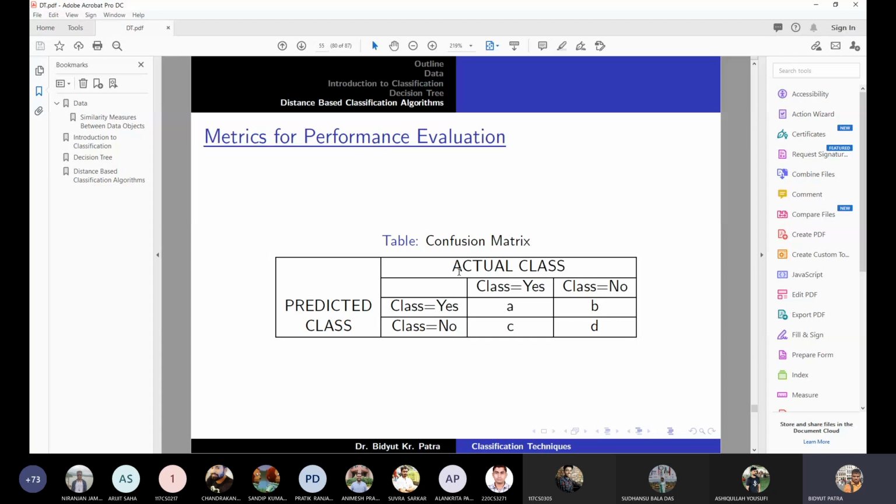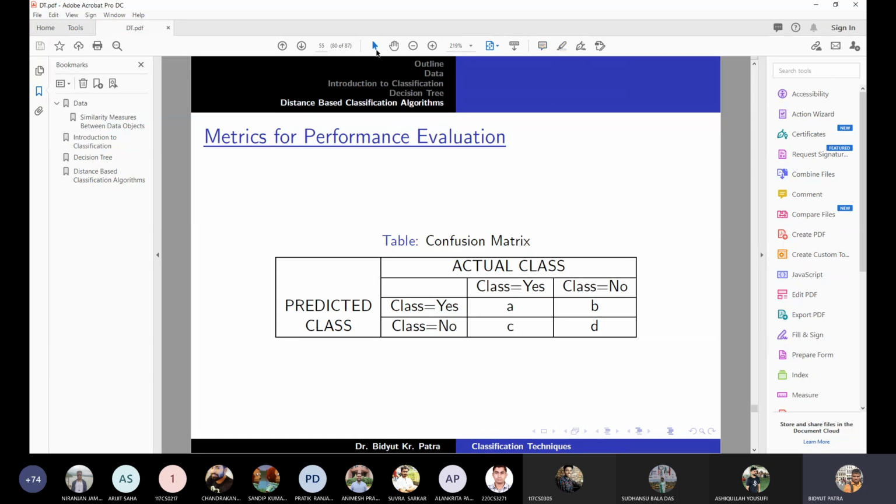And then what we have to write is the actual class, which indicates the original class level of the data instances. As I said, for the test data, that class level will be known to you, but it should not be known to the classification algorithm. That is the actual class level, and you have to write it on the left side. And then there is the predicted class.